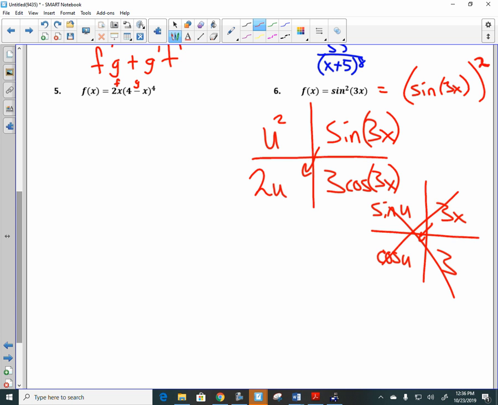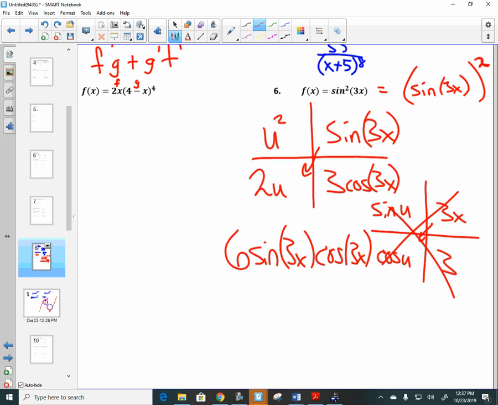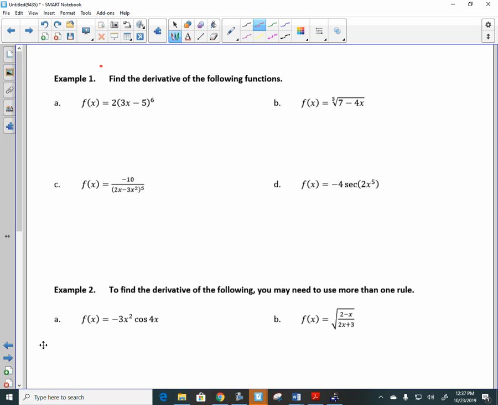Now we multiply this together. Can I take the 3 times a 2? Yep, 3 times a 2 is 6. What is u? Times the sine of 3x times the cosine of 3x. That's the derivative. That's the chain rule twice. So you saw the product rule with the chain rule. You saw the chain rule twice. Flip it over.